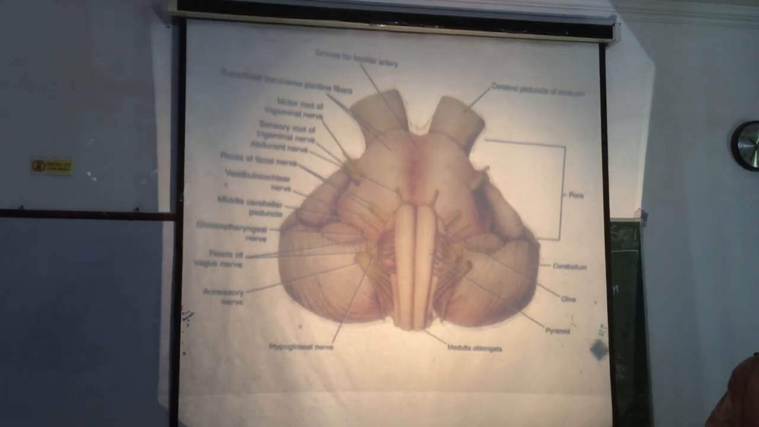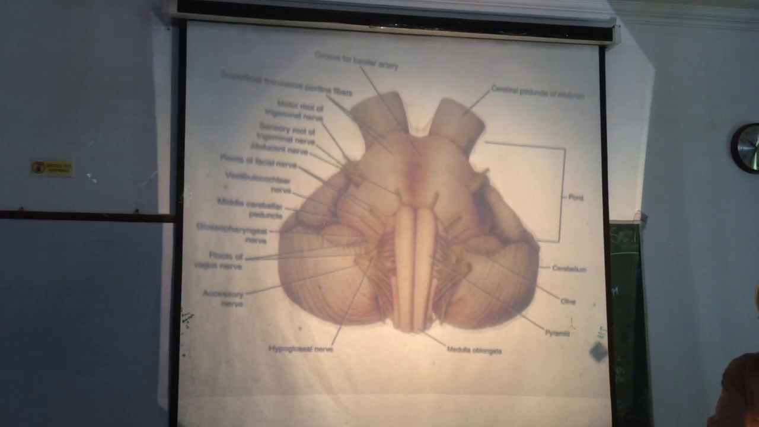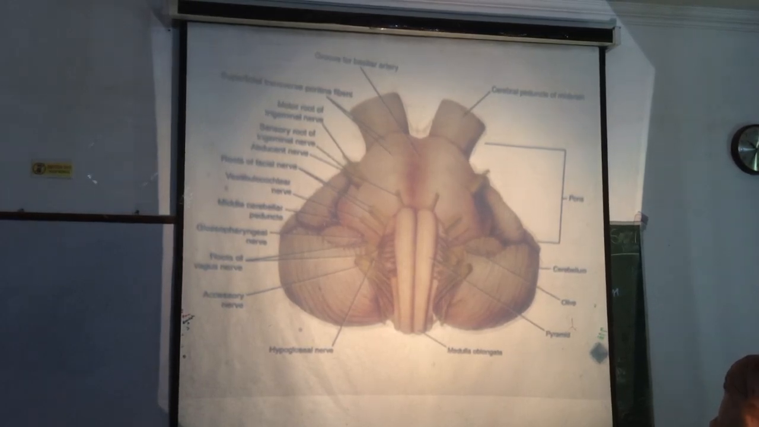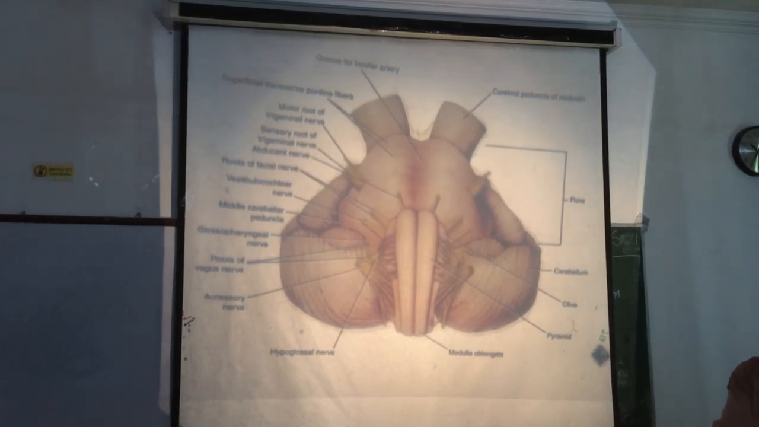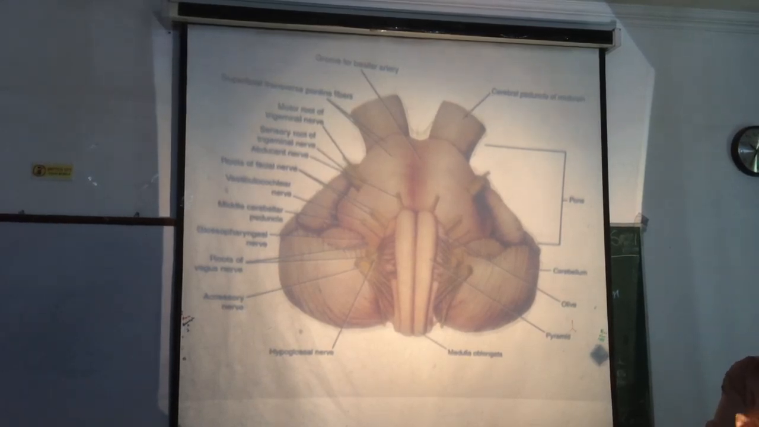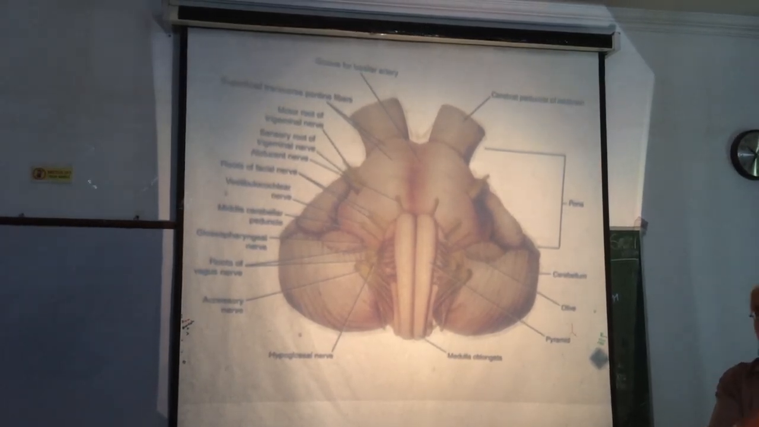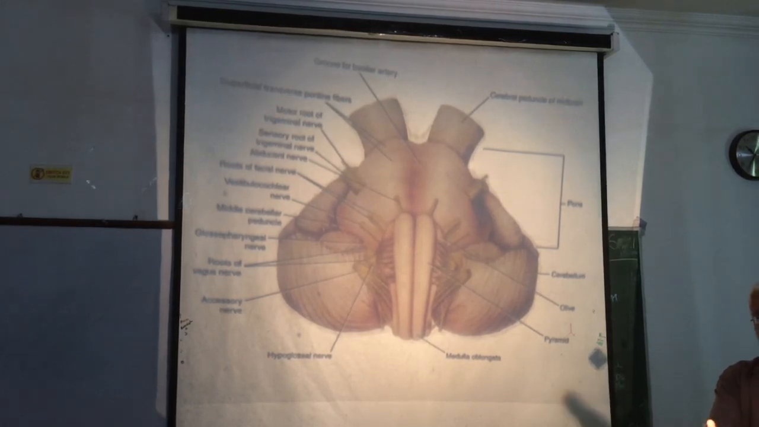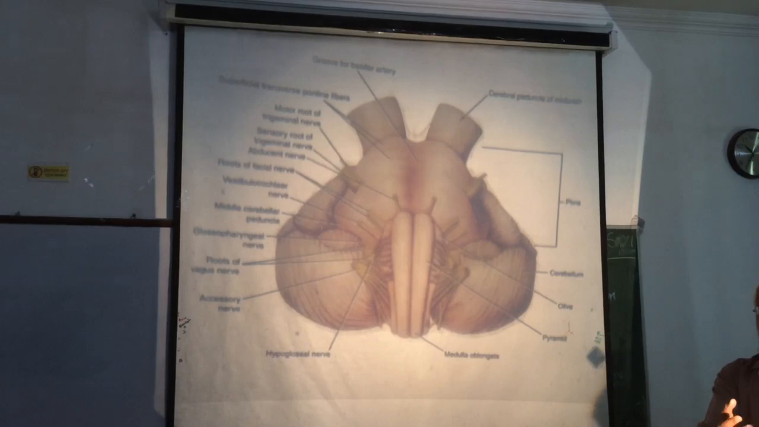Now, in the medulla oblongata, there are nuclei of 8th, 9th, 10th, 11th, and 12th cranial nerves: vestibulocochlear, the 8th nerve; glossopharyngeal, 9th; vagus, 10th; accessory, 11th; and hypoglossal, 12th nerve.